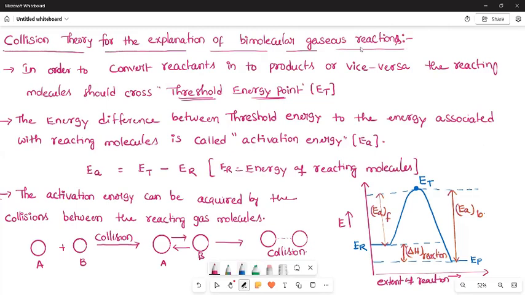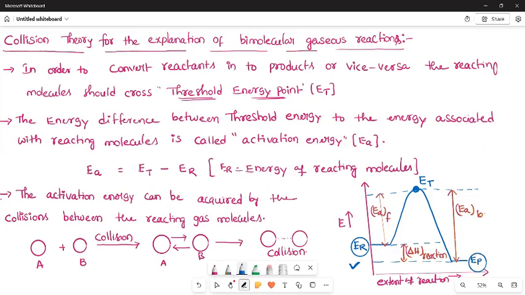So here, first of all, we should be more familiar with this diagram. What is the meaning of this diagram? If reactants want to convert to products, that is the forward reaction. In the same way, products want to get converted into reactants, which is the backward reaction. Whatever the process, in both reactions, the reacting molecules have to cross the threshold energy limit. This is the minimum energy limit that must be achieved by the reacting molecules, and it is called threshold energy. Here ER means energy of the reactants, and EP means energy of the products.